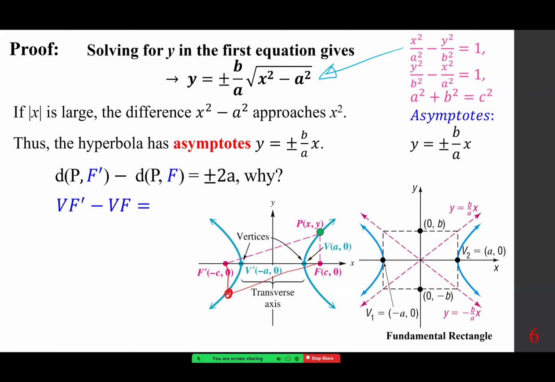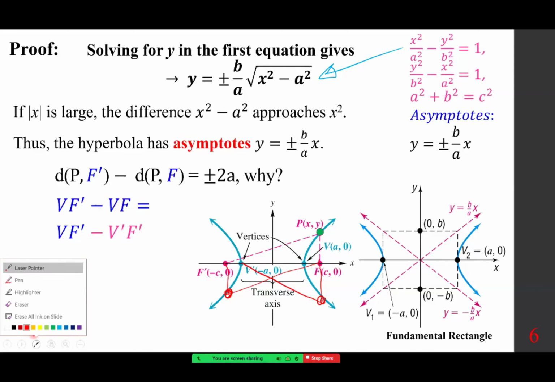You pick this point. And again, the reason we go with plus or minus 2a, or sometimes an absolute value, is because it depends which one is positive and which one is negative. So vf prime minus vf. As you can see, this graph is symmetric with respect to both the x and the y axis. And so with that being the case, vf prime minus vf is the same as vf prime minus v prime f prime. This distance is vf, the same as this distance, which is vf prime.